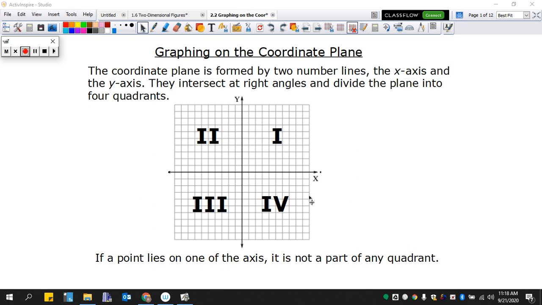Now sometimes a point doesn't lie in the plane; it actually lies right on top of one of the axes. And if that's the case, then we just say that that point is not part of any quadrant.